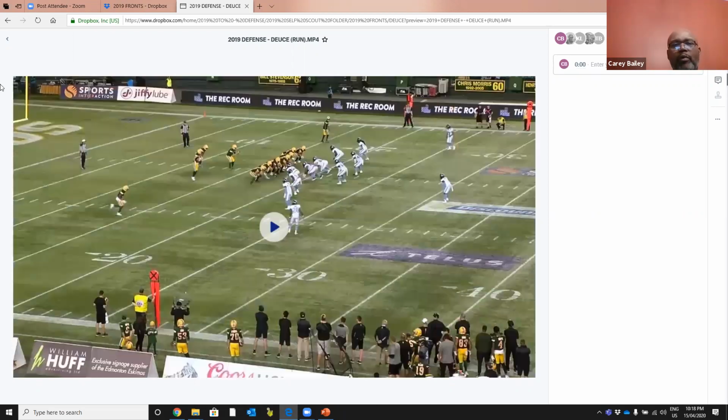All right. So that was the deuce in which you have two tackles head up on the guards, and now you're operating off of a flow. So that's a flow movement. Okay.